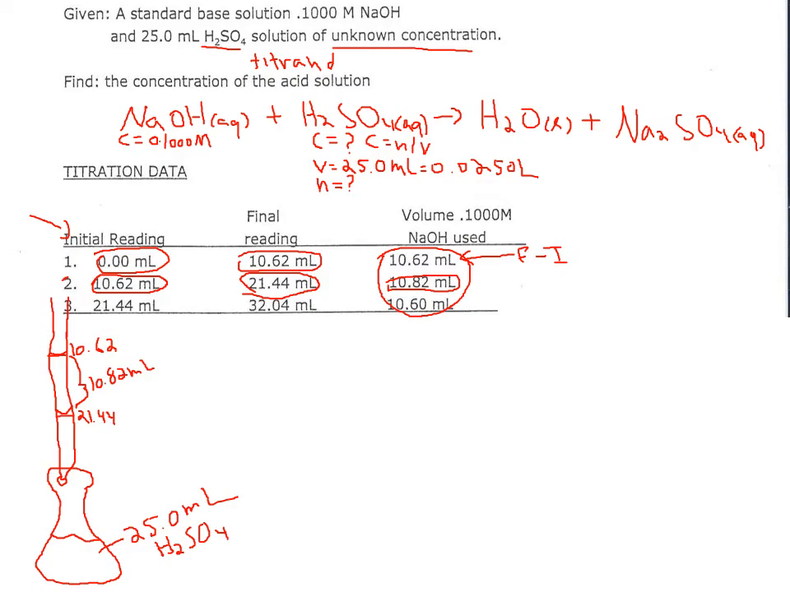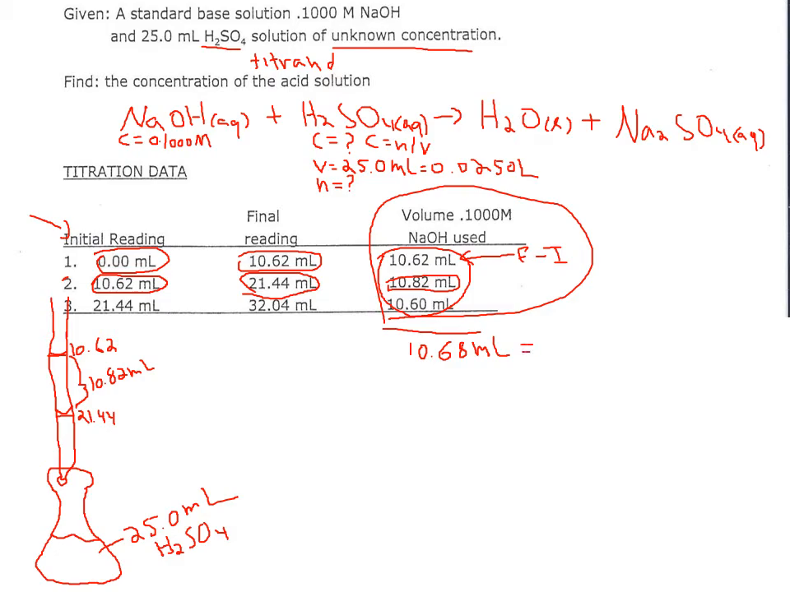And so we knew our titration was over when the color changed and we reached our endpoint. But right now we're wondering, which volume of base do we use? Well, we use the average. So you simply add them all up: 10.62 plus 10.82 plus 10.60, and you divide that by 3. When you do that, you get an average of 10.68 milliliters.